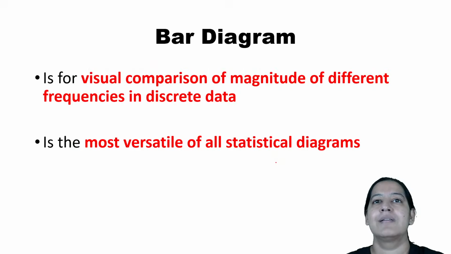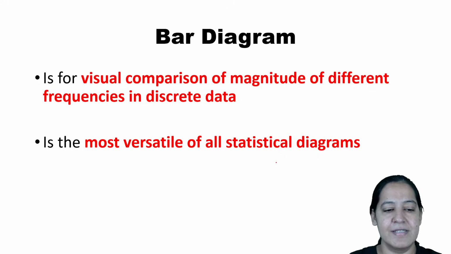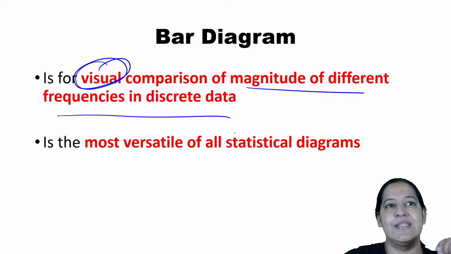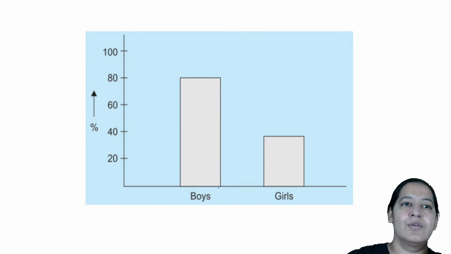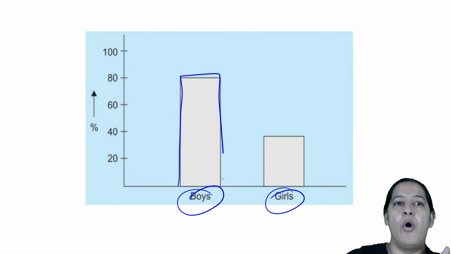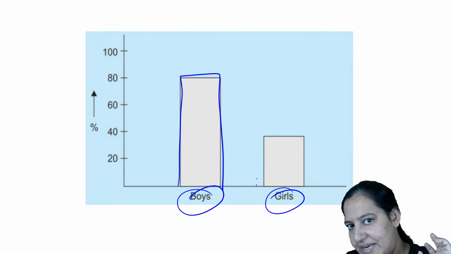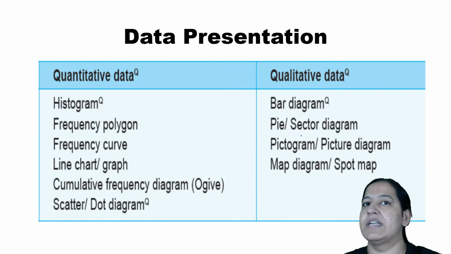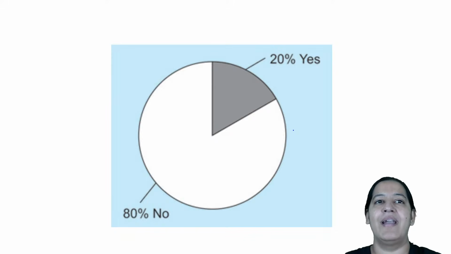Can you see here? So this is bar diagram. This is the visual comparison of magnitude of different frequencies in a discrete data. This is the number of boys. This is the number of girls in a classroom. These are two discrete data, not continuous. It is discrete and it is for quality, not quantity.